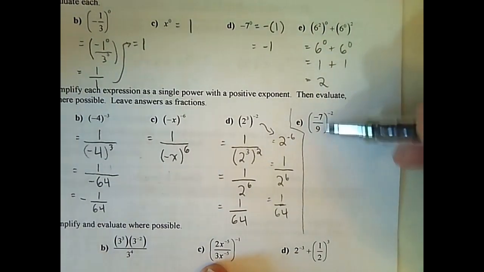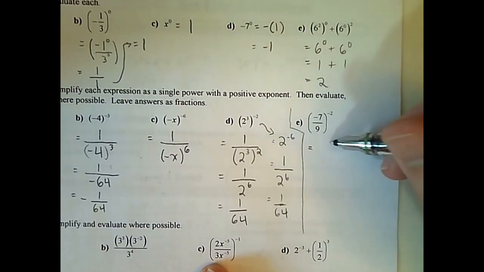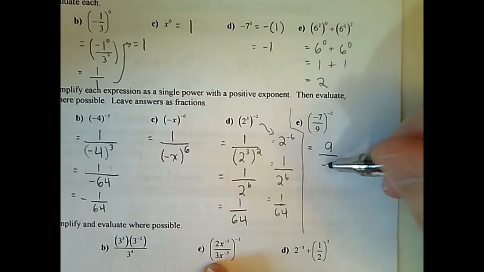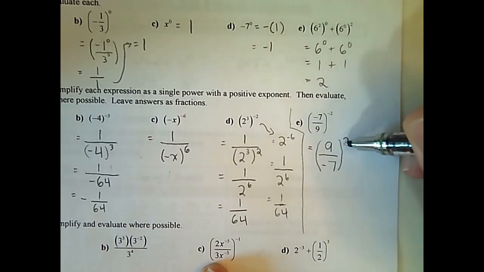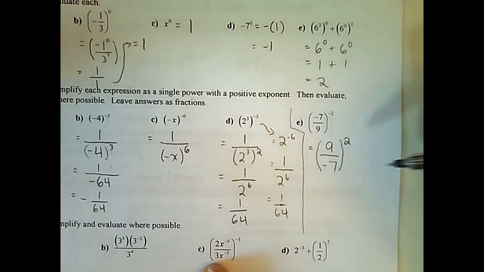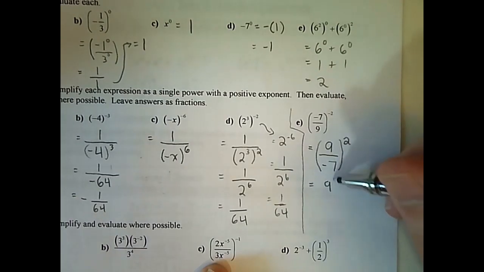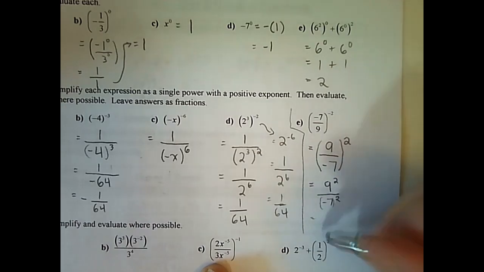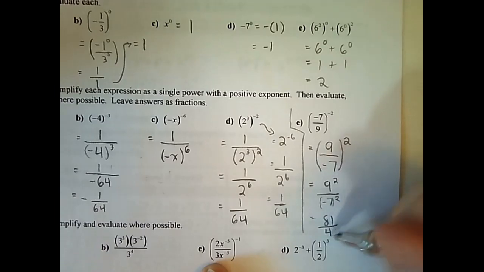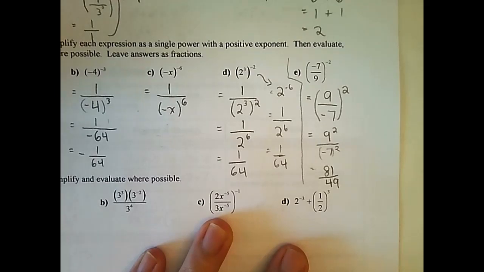So if I have a fraction and I have a negative exponent, you find the reciprocal, and then once I do the reciprocal, I change the sign of the exponent to positive. So then I will apply this to both of them. 9, negative 7. I get 81 over 49. And that's my answer.